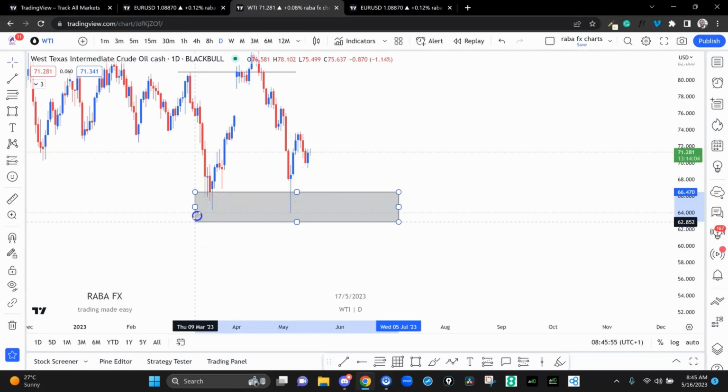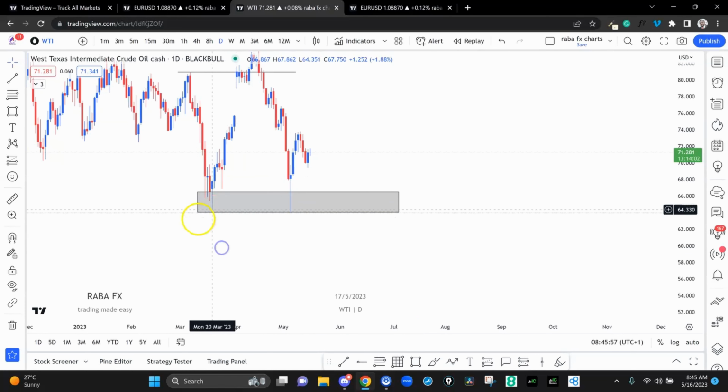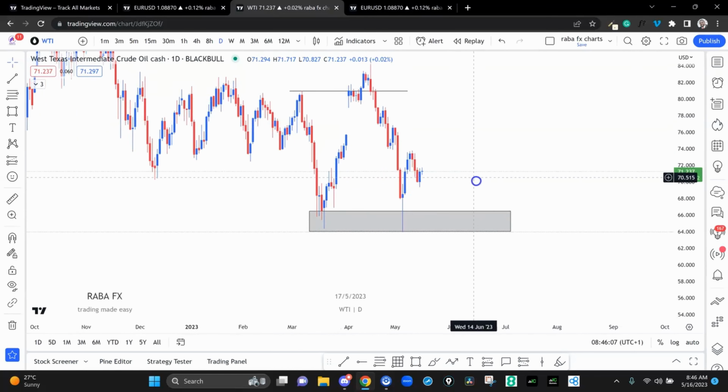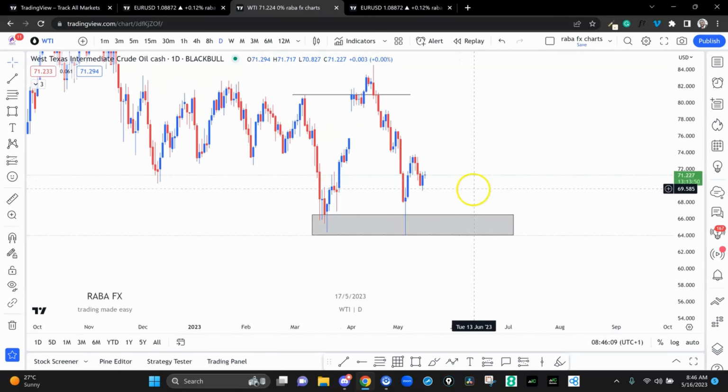So now someone will say, oh, look at it, the price came and took out this low as liquidity and then moved. There's no problem. What I'm teaching you now is point of interest. I've not even started with the entry criteria. Okay, so you have to be patient when it comes to entry.